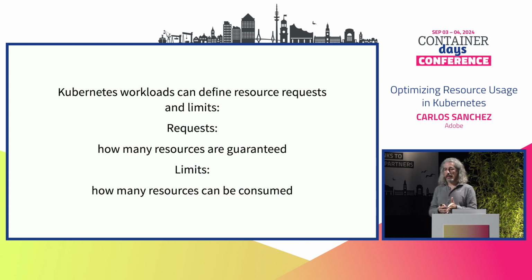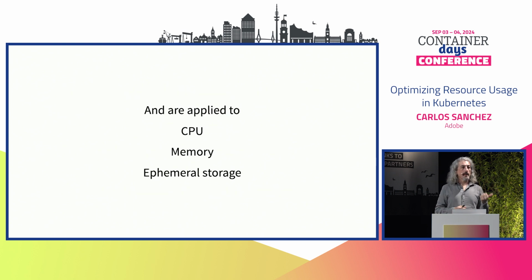On the Kubernetes side, you have requests and limits. Everybody working with Kubernetes knows this. Requests is how many resources you have guaranteed. Limits, generally, is how many resources can be consumed. That's the big picture. And these are applied to CPU, memory, and ephemeral storage.